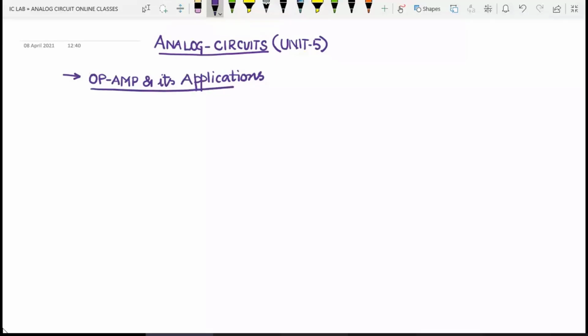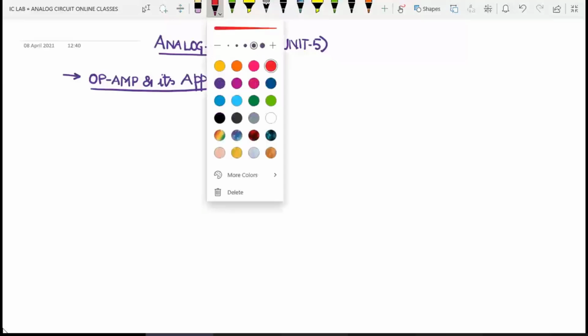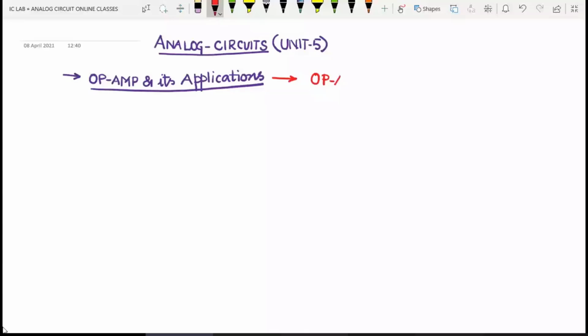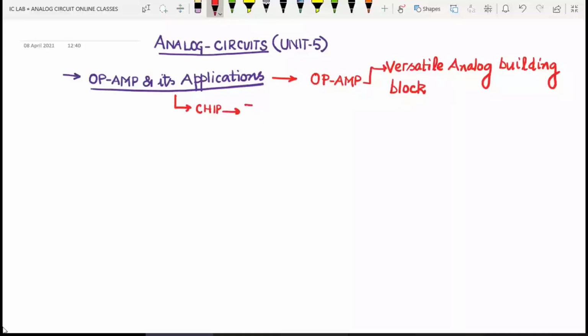Yesterday I told you why we call it op-amp. Why do we call this chip an op-amp? Do you have any idea? Can you answer this question now? Op-amp is one of the versatile analog building blocks. It is a chip, and it is an analog chip. A chip is also called an integrated circuit.